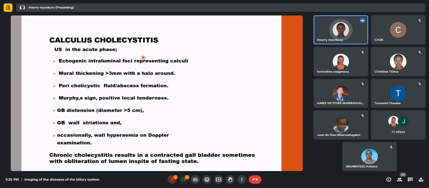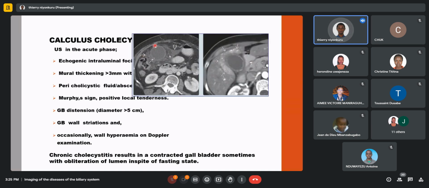Chronic cholecystitis results in a contracted gallbladder, resulting from obliteration of the lumen in spite of the patient having fasted. We can visualize on this contrasted axial CT scan a thickened gallbladder wall. We can visualize a small hyperdense stone with surrounding fat stranding and edema around the gallbladder. And on this axial reconstructed CT scan, we can visualize the surrounding fat and edema around the gallbladder and this thickened gallbladder wall. So all these are in favor of calculus cholecystitis.